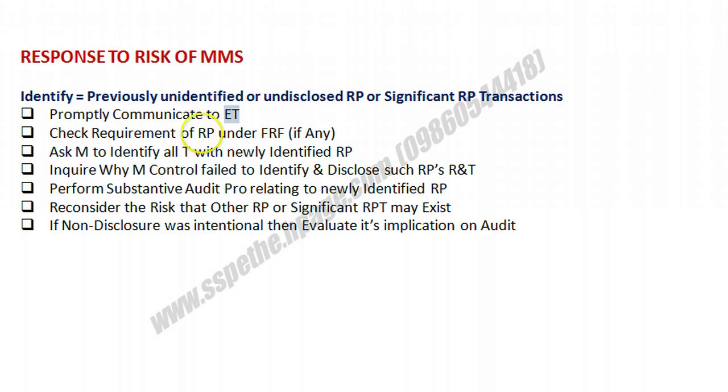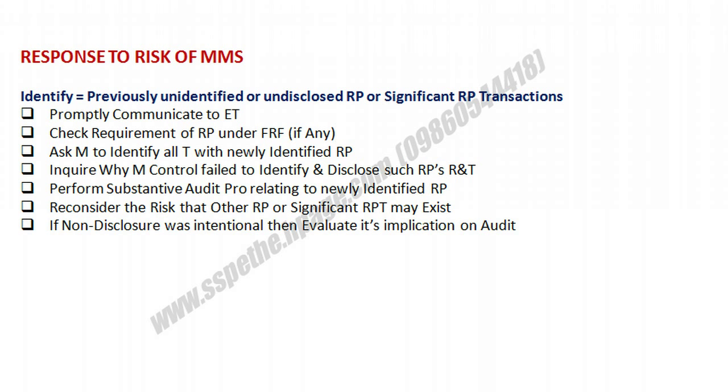Check the requirement of related parties under the financial reporting framework, if any. अगर फ्रेमवर्क कुछ प्रिस्क्राइब करता है certain types of requirement of related party, whether these have been followed or not. Ask management to identify all transactions with newly identified related parties. Inquire why management control failed to identify and disclose such related parties, relations and transaction, and then perform substantive procedure relating to newly identified related parties.